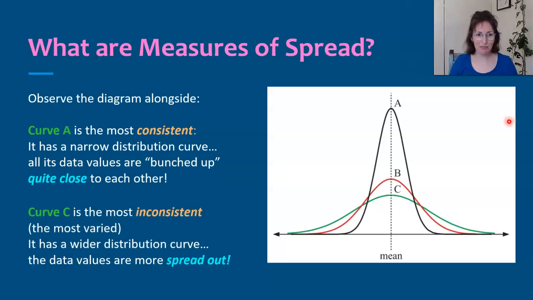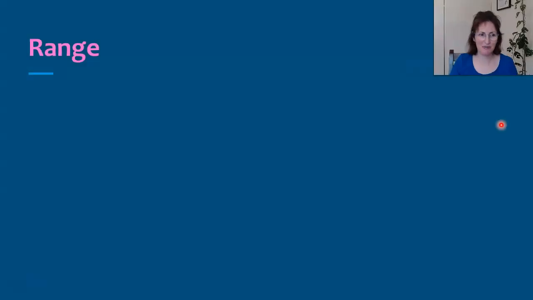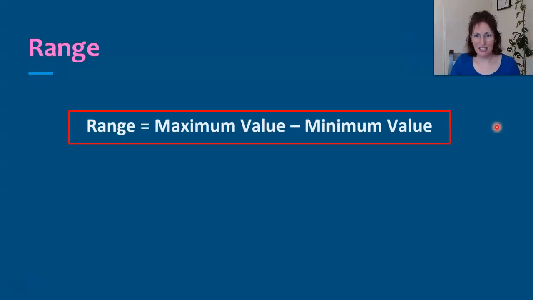C, we would say, is the most inconsistent or the least consistent, because the range there, look at how far it goes on the left and to the right. Really spread out data values there, whatever they might be. It could be heights or weights or those sorts of things. So the range, we calculate that by the maximum value subtract the minimum value. So what was the highest height of someone, subtract the lowest height, and that will give us a range.